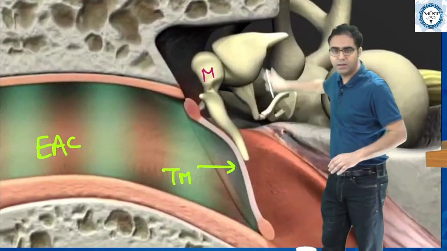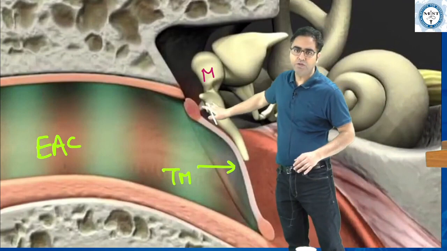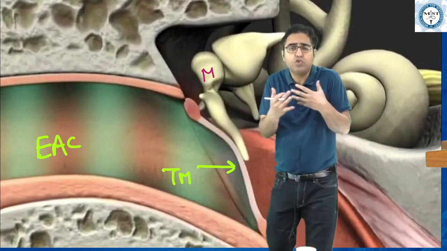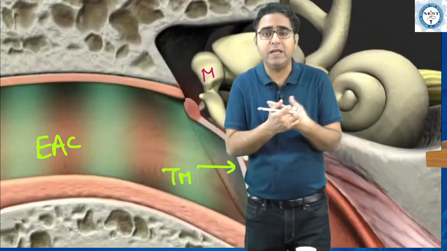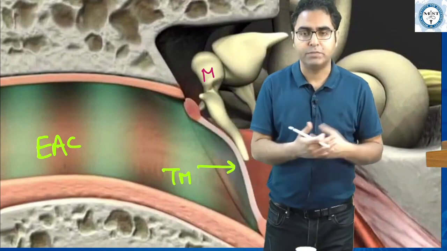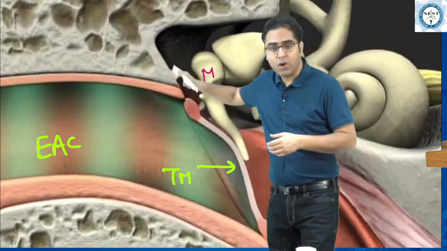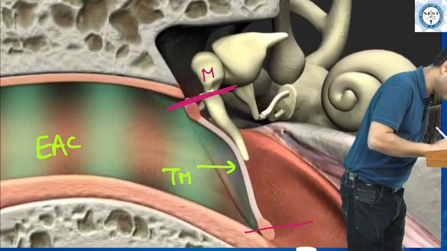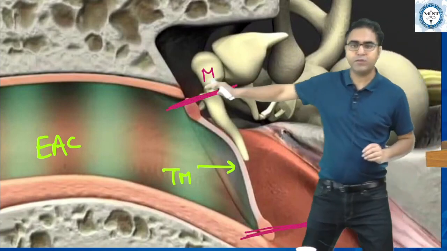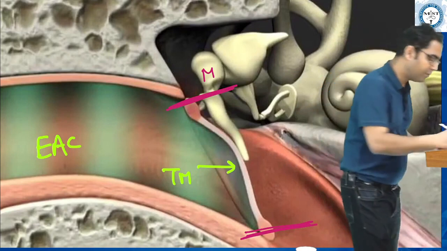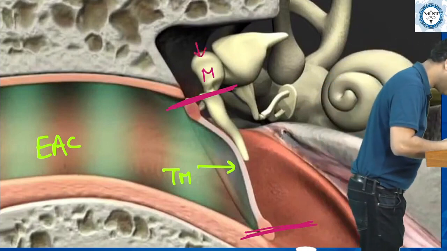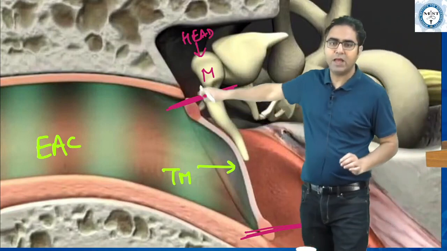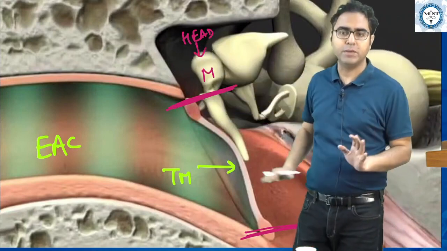This is the middle ear, na? Because the malleus is so much attached to the tympanic membrane from the back side, it is slightly visible through it. But is the whole of the malleus visible? No. This is the end of the tympanic membrane, from here to here. This is the head of the malleus. The head of the malleus is above the level of the tympanic membrane, so the head cannot be seen.